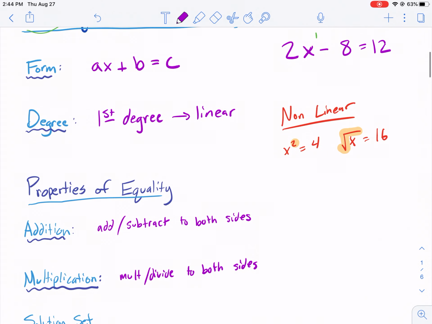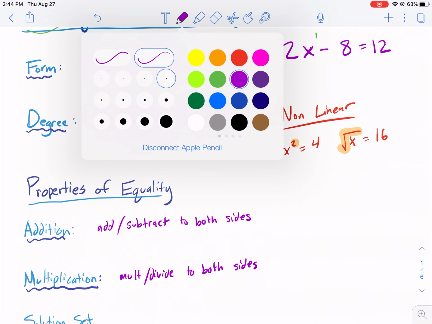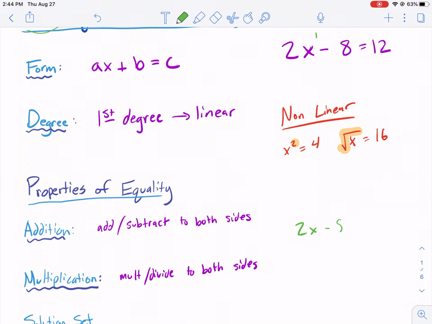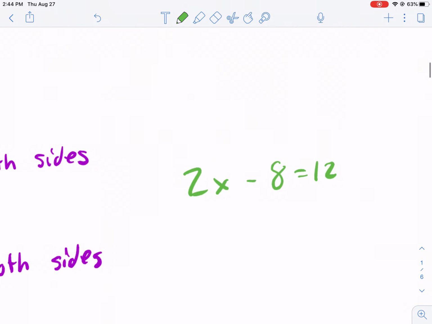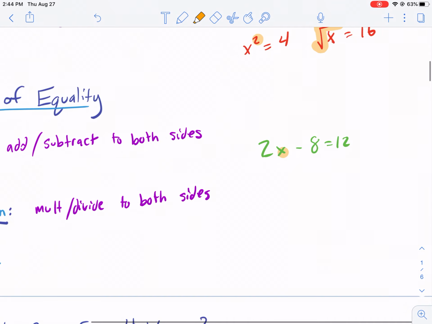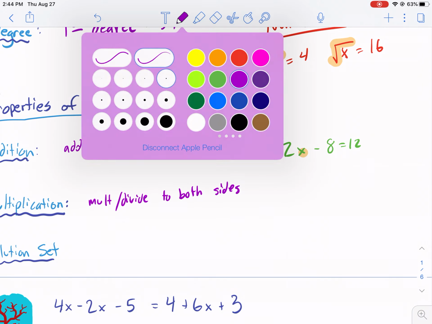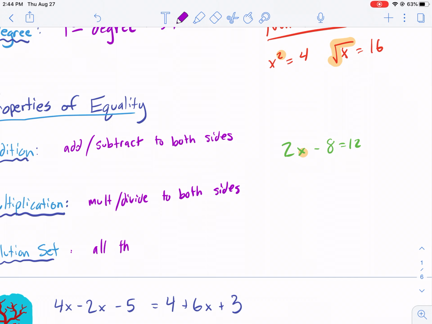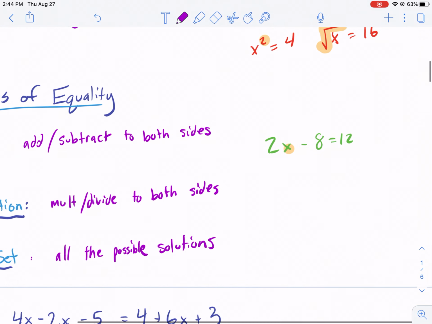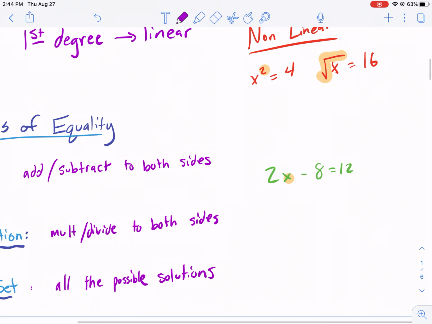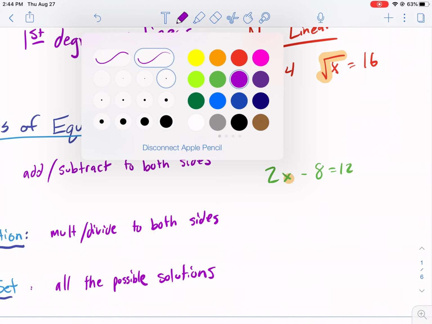So we can put that into practice with our first equation here. Let's go in green. So we have 2x minus 8 equals 12. In order to get the variable by itself, to find the solution set, and that is all the possible solutions. What are all the answers? Okay, so when you solve for x, you're looking for all the possible answers, all the solutions. And there may be more than one, even with linear equations, okay?